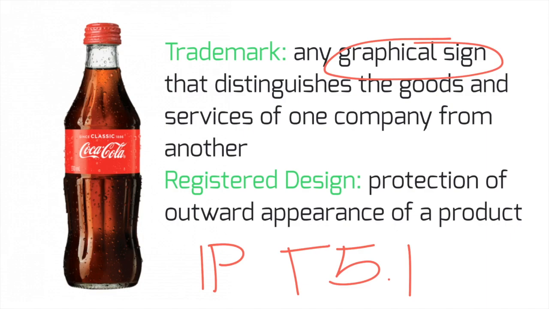So, for example, the Coca Cola font is really recognizable, and the red background that contrasts with the white of the letters is also something that distinguishes it from another, and we are able to easily identify Coca Cola in any retail store. Registered design instead protects the outward appearance of the product. So in the Coca Cola context, it's the form of it that we were talking about before. As I said before, it protects IP, and what that means is that it protects investments and reputation.